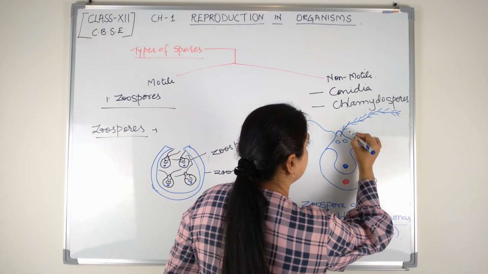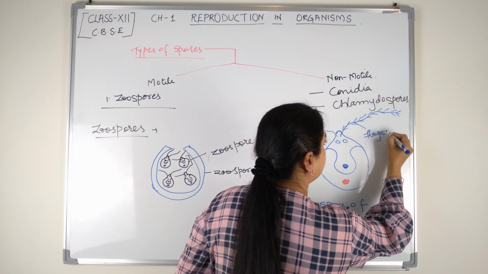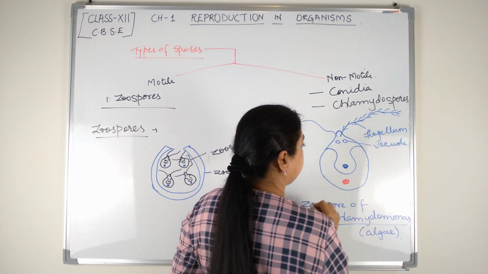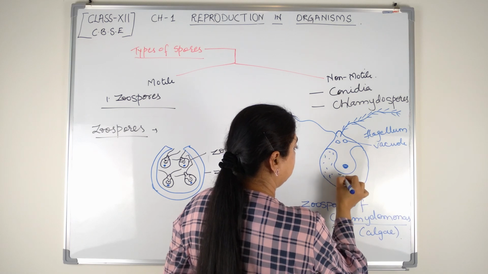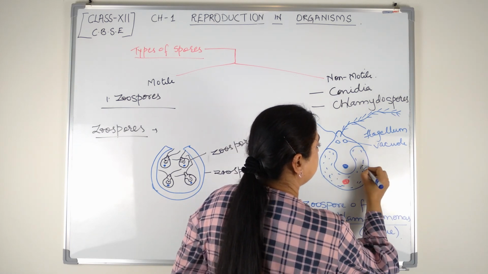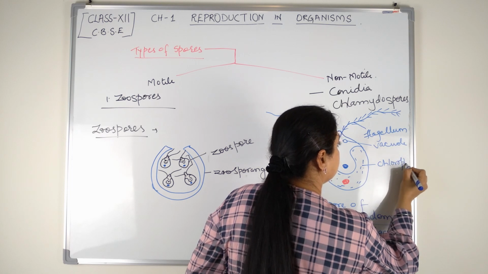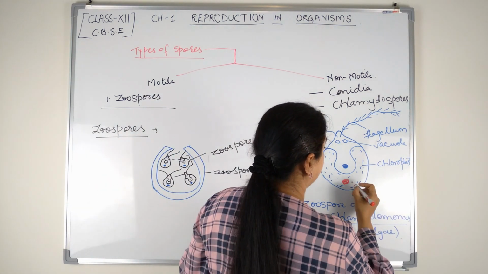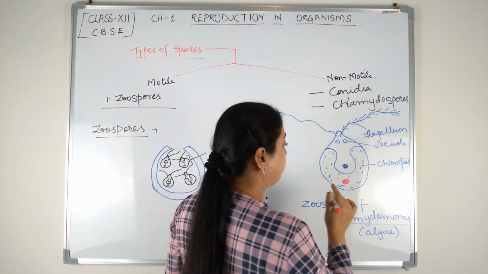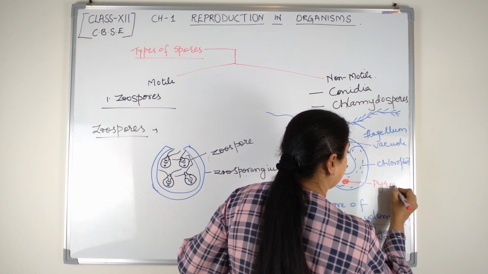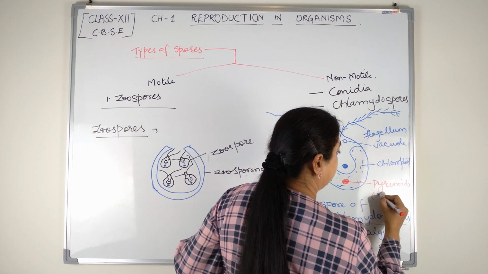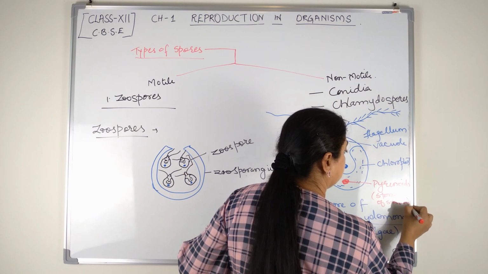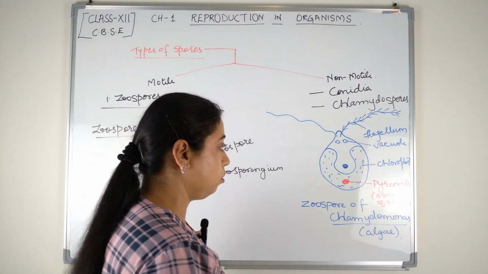So this one is a flagellum. These are vacuoles, contractile vacuoles. This cup-like structure is the chloroplast. And this red dot which I have drawn is present inside the chloroplast, and this structure is known as pyrenoid. Pyrenoids are meant for the storage of starch. After photosynthesis, they store starch.